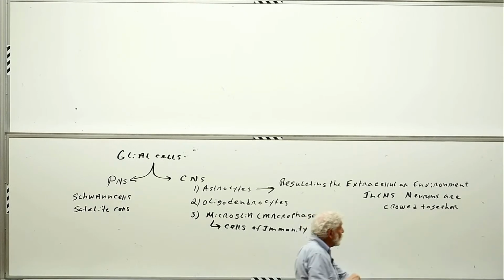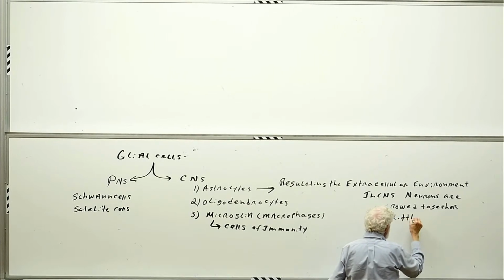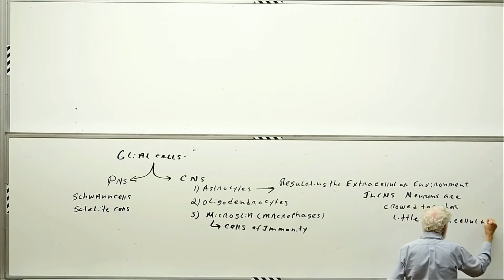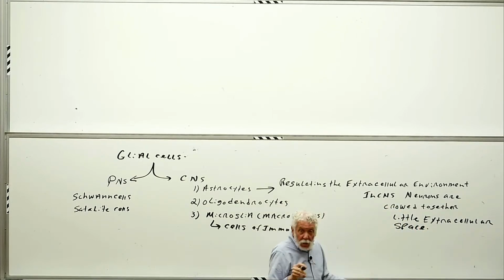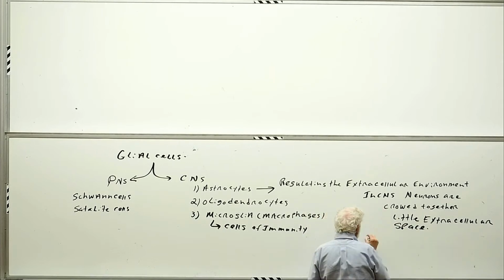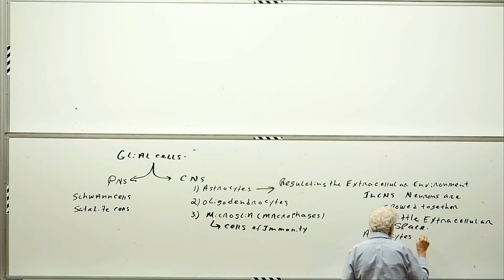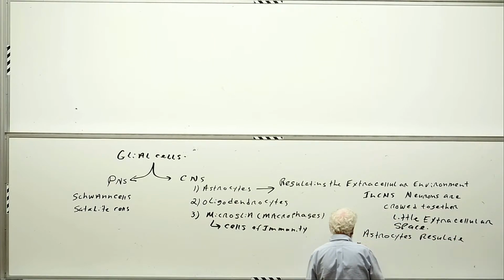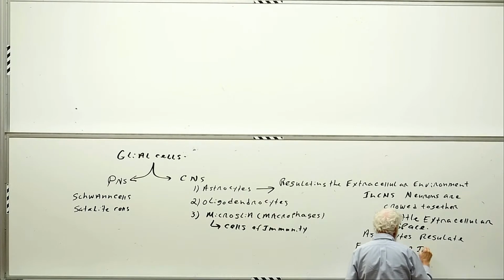But I don't want to shortchange what these guys do, because in this crowded environment, there's little extracellular space. Because there's little extracellular space, the role of the astrocytes is to regulate extracellular ion concentrations.